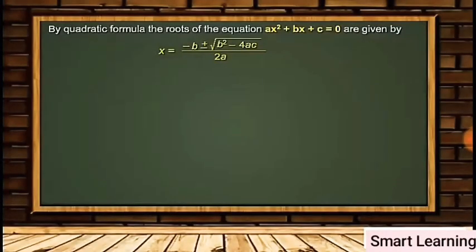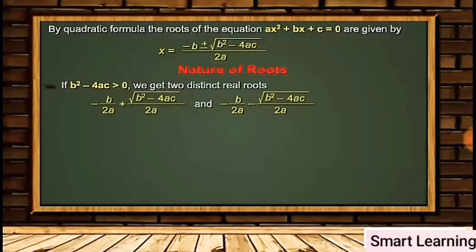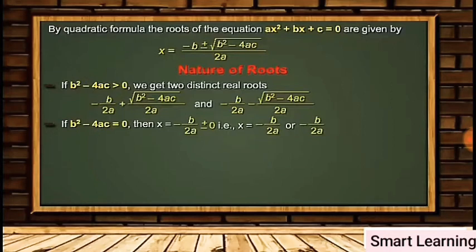We also know that by the quadratic formula, the roots of the equation ax² + bx + c = 0 are given by x = (−b ± √(b² − 4ac))/2a. Now let us discuss the nature of roots. If b² − 4ac is greater than 0, we get two distinct real roots: −b/2a + √(b² − 4ac)/2a and −b/2a − √(b² − 4ac)/2a.